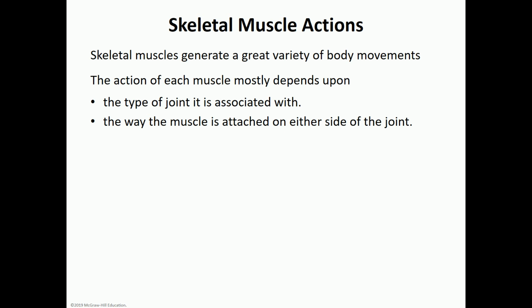So what happens when we contract a muscle? Well, usually we are going to move a joint. Depending on what kind of joint it is, that would lead to different kinds of movements, and we already discussed that when we talked about joints in chapter 8. It also depends on the way the muscle is attached, so we'll talk about that in the next slide.